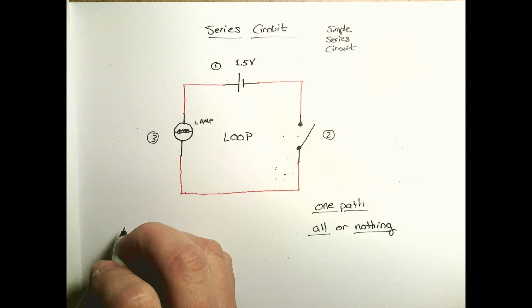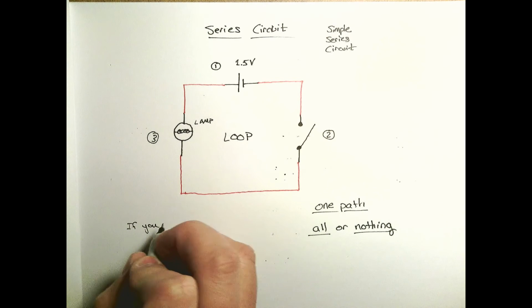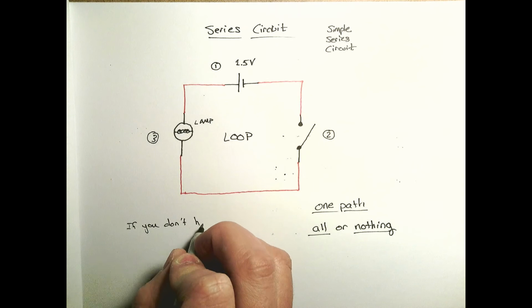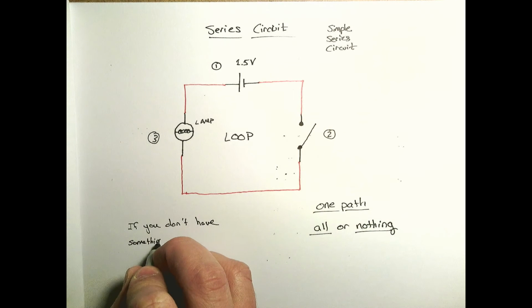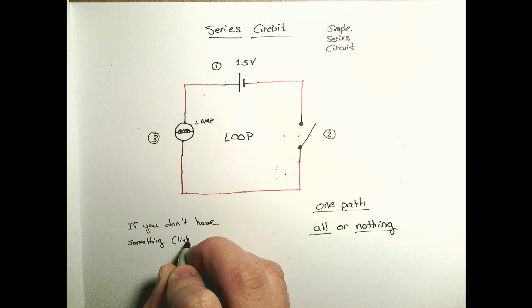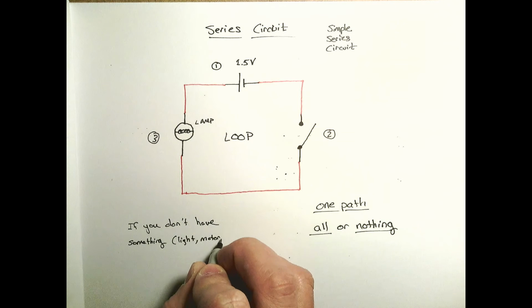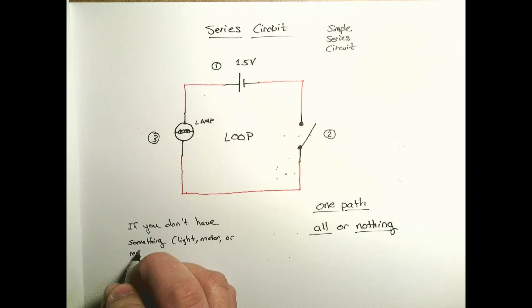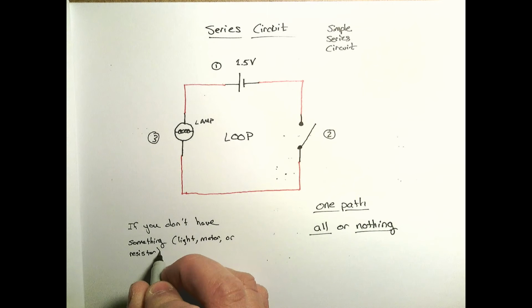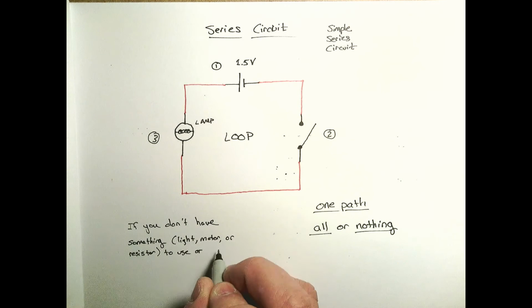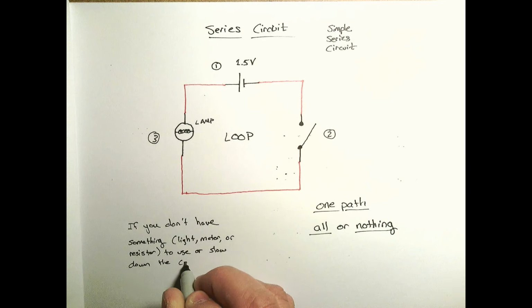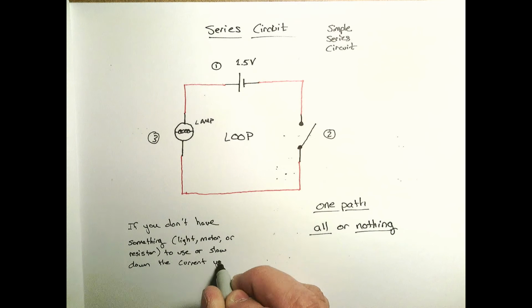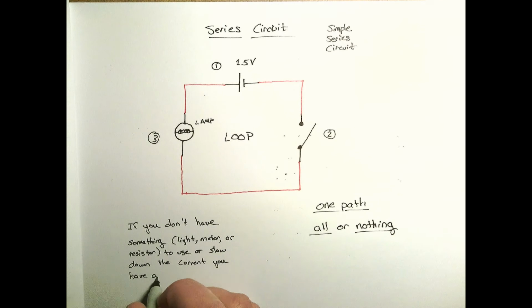All right, so if you don't have something, by something I mean a light or motor or resistor, to use or slow down the current, you have a short circuit.